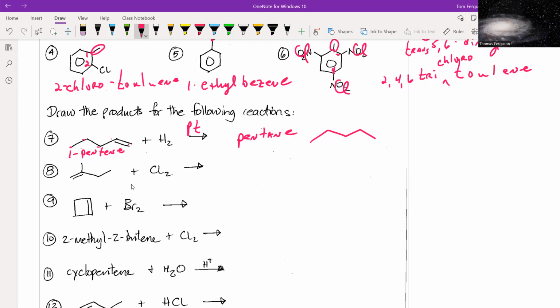Okay, number 8, the chlorine gas, Cl2, is going to go across the double bond. So this is going to be 2-methyl 1-pentene.